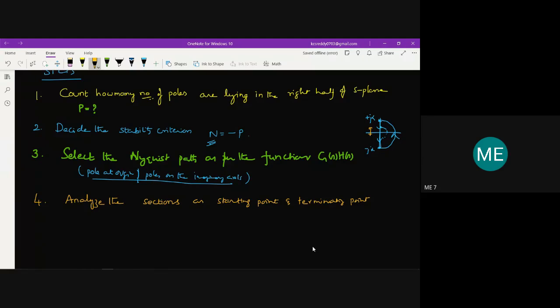So analyze each section: section 1, section 2, and so on. How many sections you have got? For each section, find out the starting point and terminating point, and then plot it. Then the second section, starting point, ending point, you need to find out, then plot it. So all these combined plots will become the Nyquist plot in the F-plane. Okay, so the next step is the fifth one.